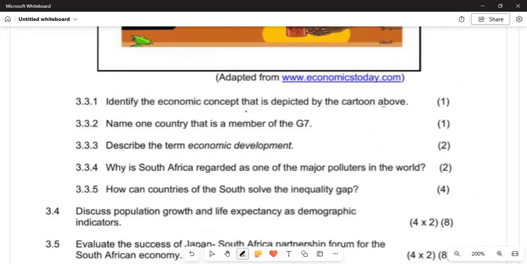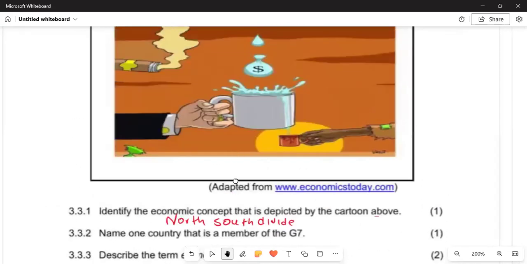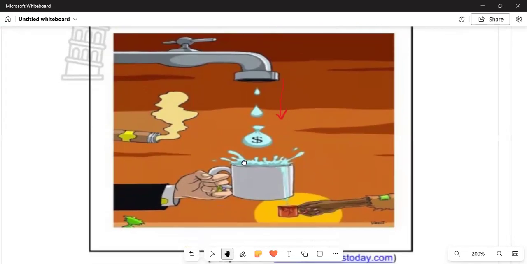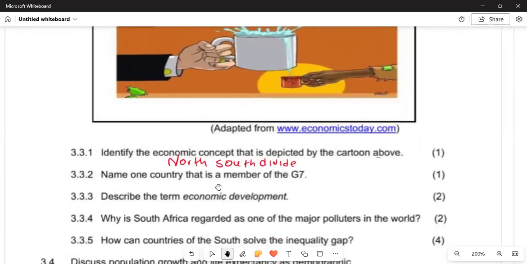We can see it is a north-south divide. North-south divide, as you can see. So that is that. Now we are moving on.